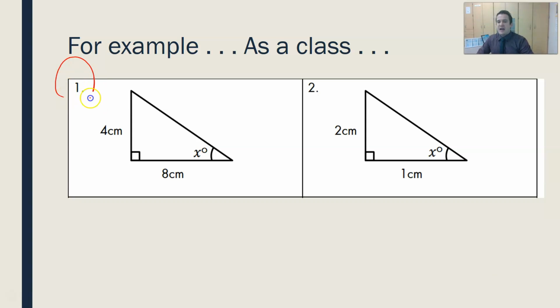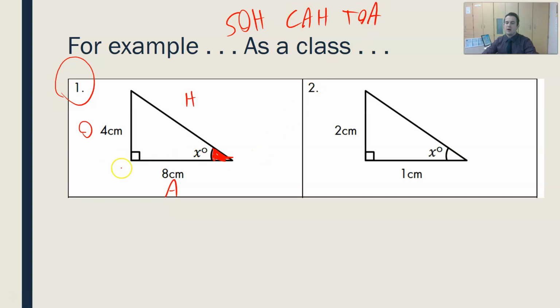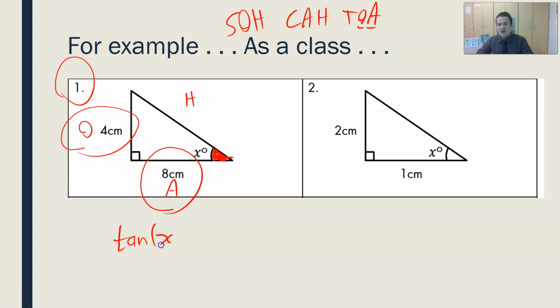So for example, let's look at question number 1. I have this angle right down here. I called it x here. You can call it whatever you want. If I label the sides, this is hypotenuse, opposite, and adjacent. Okay. Well, which trig function am I going to use? Sine, cosine, or tangent? If I look at my SOHCAHTOA, which trig function am I going to use? Well, it looks like here I have the opposite side and the adjacent side. Well, opposite and adjacent, that's going to be tangent. So tangent of x, because I don't know what this angle is, tangent of the angle is equal to opposite over adjacent, or 4 over 8.